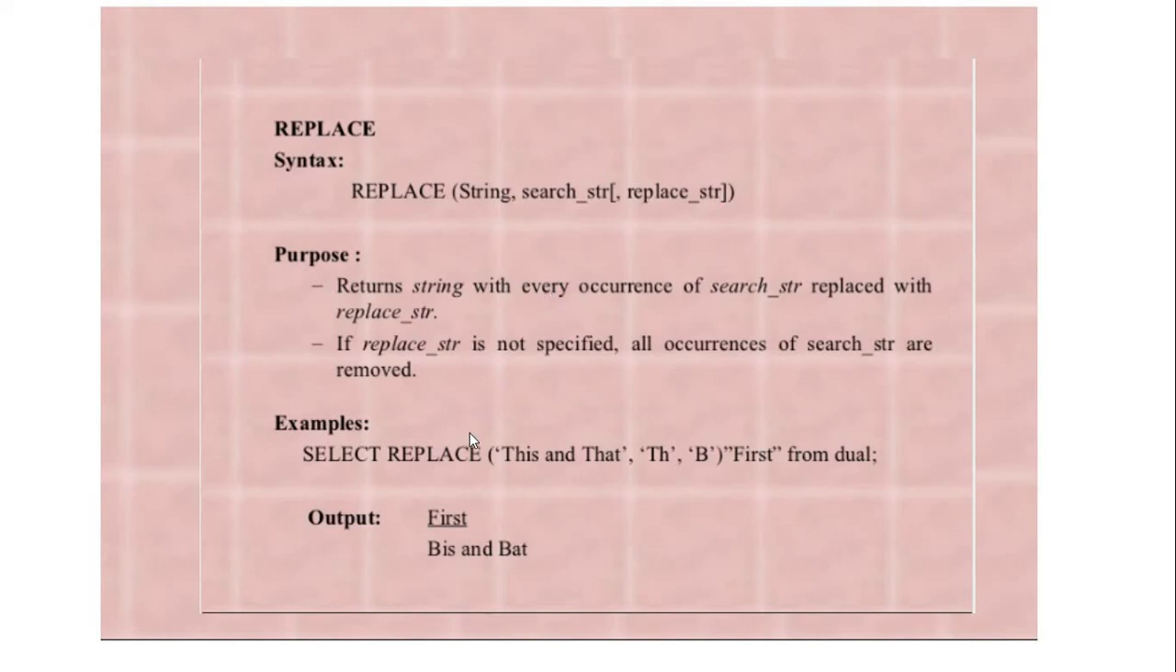So this is the example. Here we have passed this as the first parameter, that is the string: this and that. Here we want to search this 'th' present in the string, and we want to replace it with this replacement string, that is capital B.